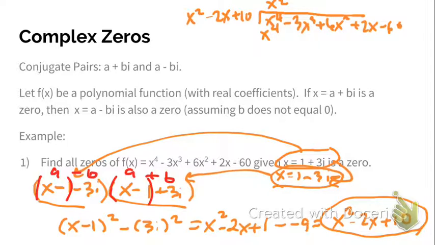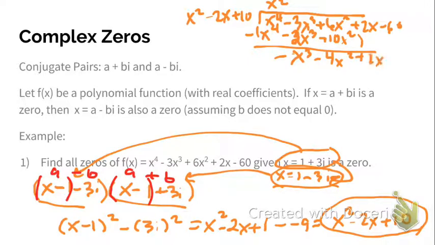So it's x to the fourth minus 3x cubed, oops, that'd be a minus 2x cubed, and then plus 10x squared, and then subtract. So the x to the fourths are going to cancel out, and then negative 3x cubed minus negative 2x cubed is like a negative x cubed because it's a double negative, and then 6x squared minus 10x would be like a minus 4x squared, and then plus 2x minus 60.